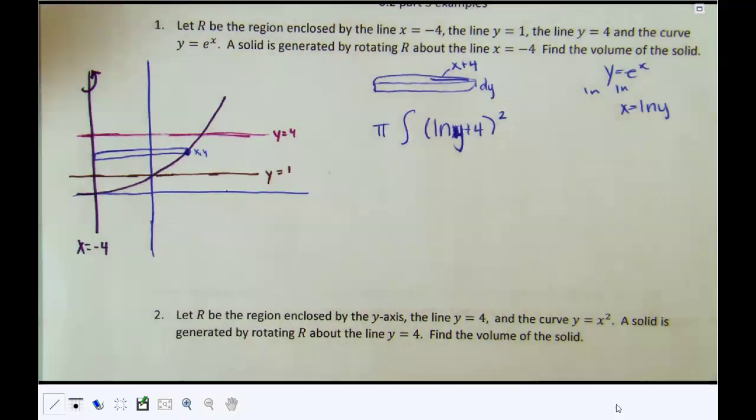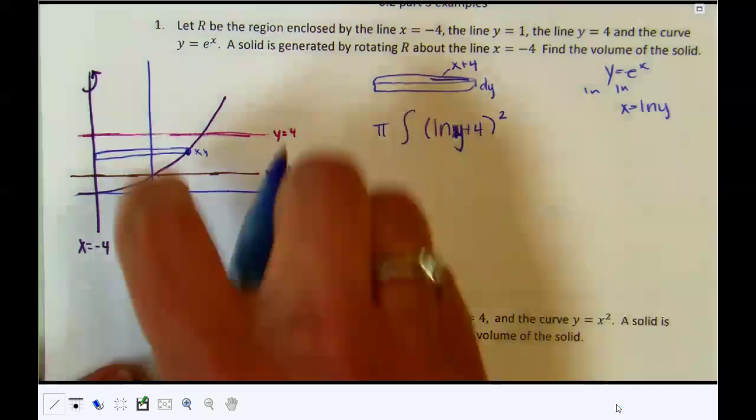Okay. From where to where? -4. No. Oh, no, it's 1 to 4. 1 to 4. That's those other two lines there, right?